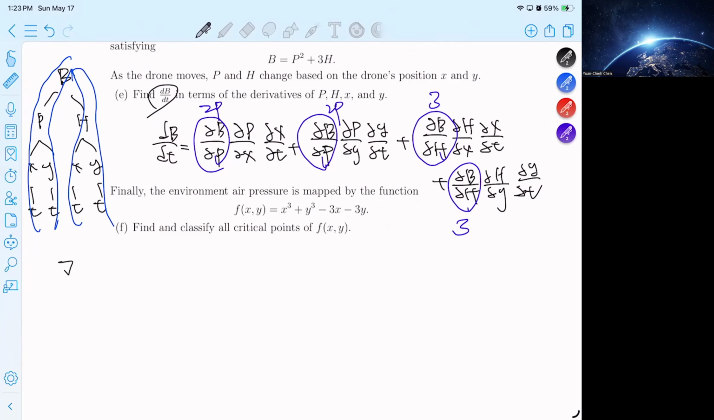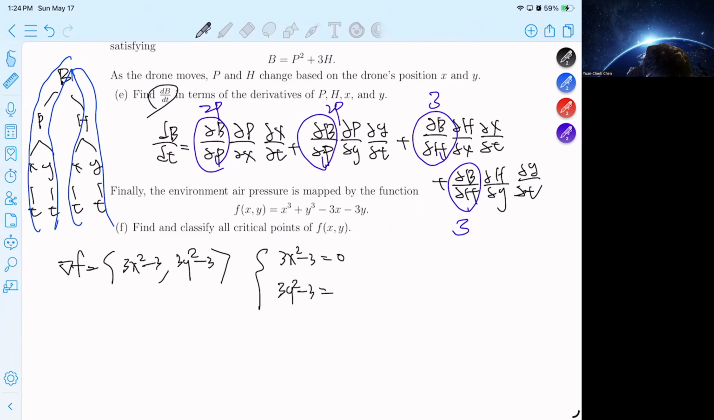So in this case, the gradient of f has fx equals 3x squared minus 3, and fy is 3y squared minus 3. Oh, this is a good one. So we want to satisfy that this guy equals 0. This has to be 0, and this has to be 0. So x squared has to be 1, and y squared also has to be 1. But in this case, x can be -1 or +1, and y can also be -1 or +1.